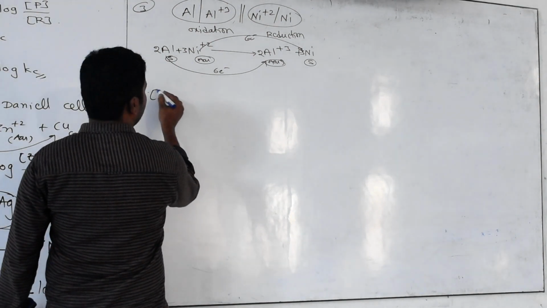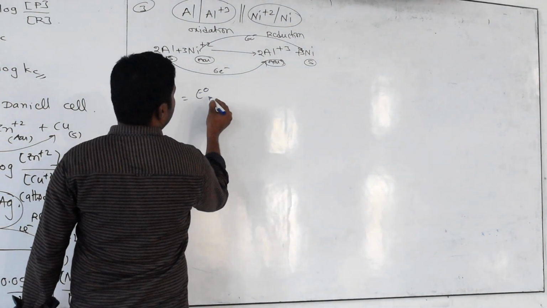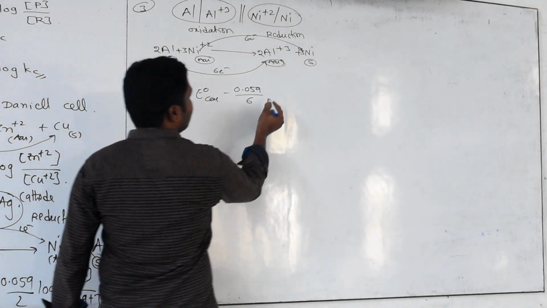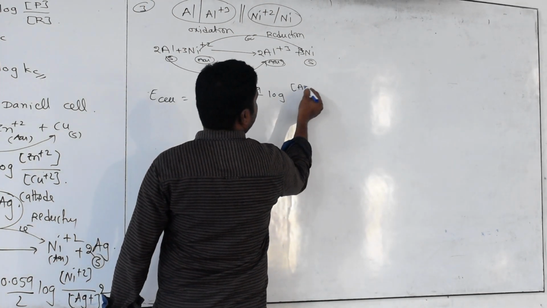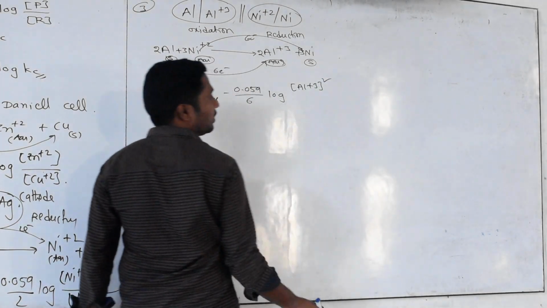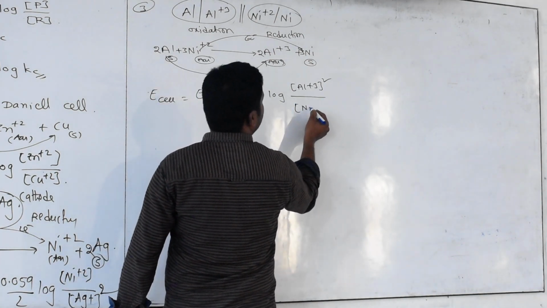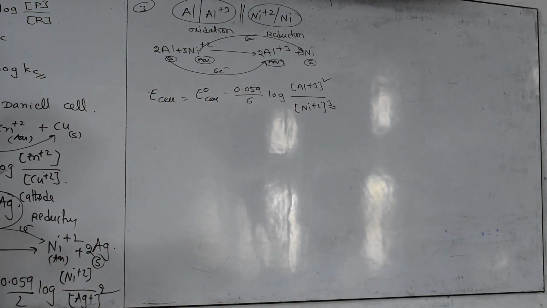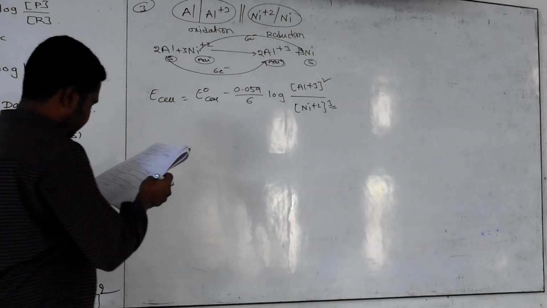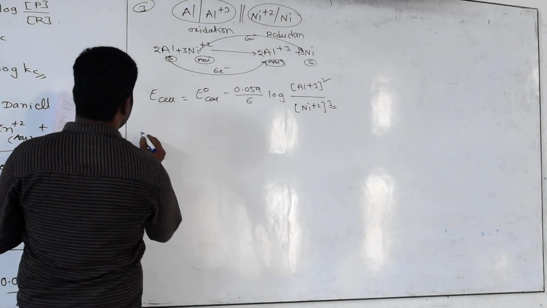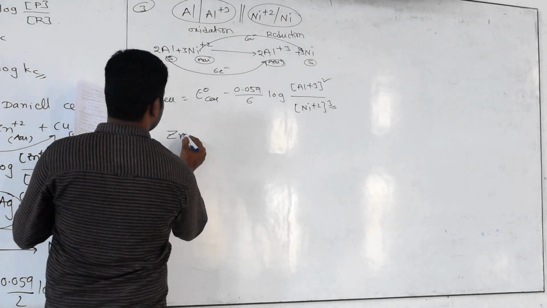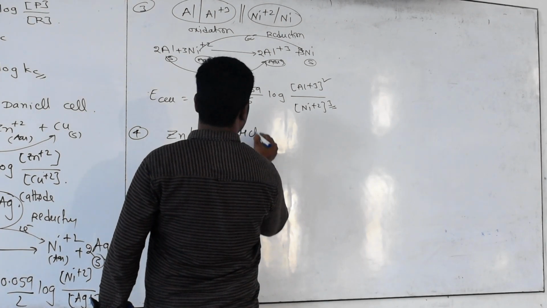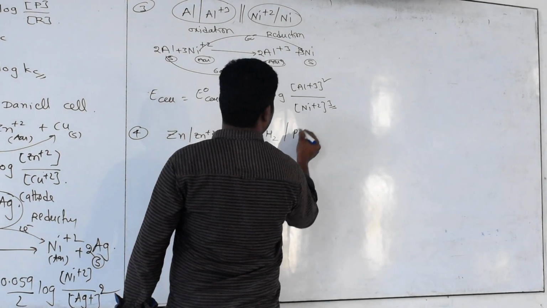Okay, then EMF of this cell is equal to standard EMF of this cell minus 0.059 by 6 into log of the concentration of the products, Al3+ whole square, by the nickel concentration whole cube. That is very important. Yes? Let's try one more question. Write down the EMF of the cell for the reaction given: Zn into Zn2+, salt bridge, HCl into H2 and platinum electrode.